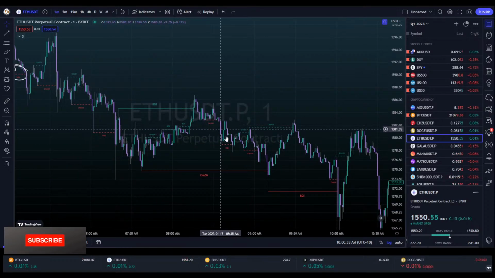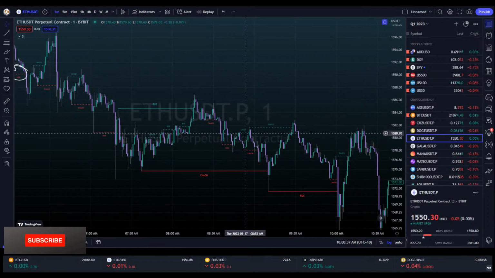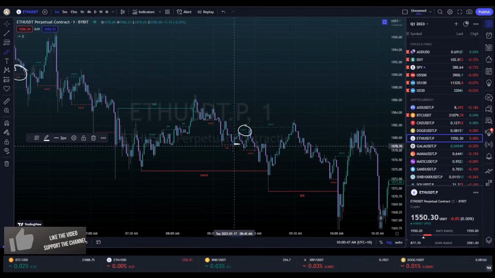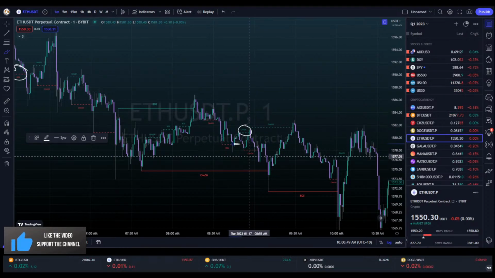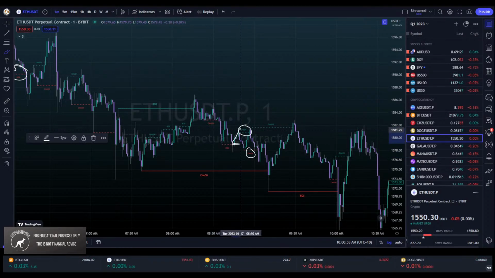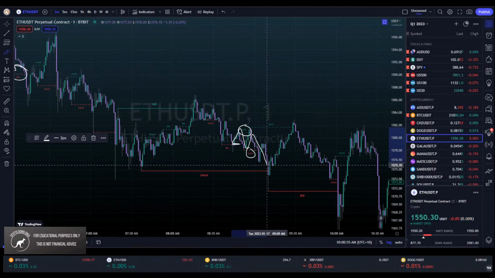Change of character followed by a break of structure. Now this is interesting because there's like a double. Oh no, I know what's happening. Okay, so we changed character, which means don't get out of the position on the short. And then we changed back again to the downside, so that's cool, not a problem. We're heading back down again.